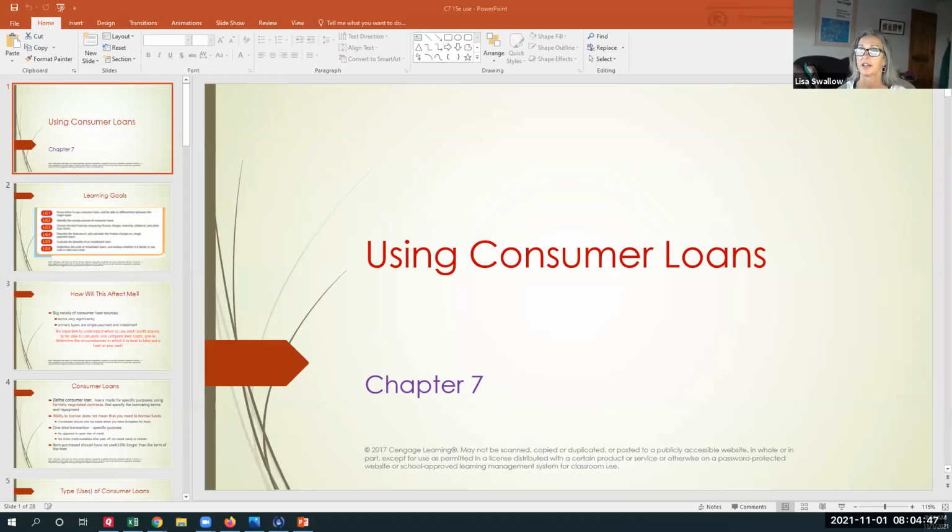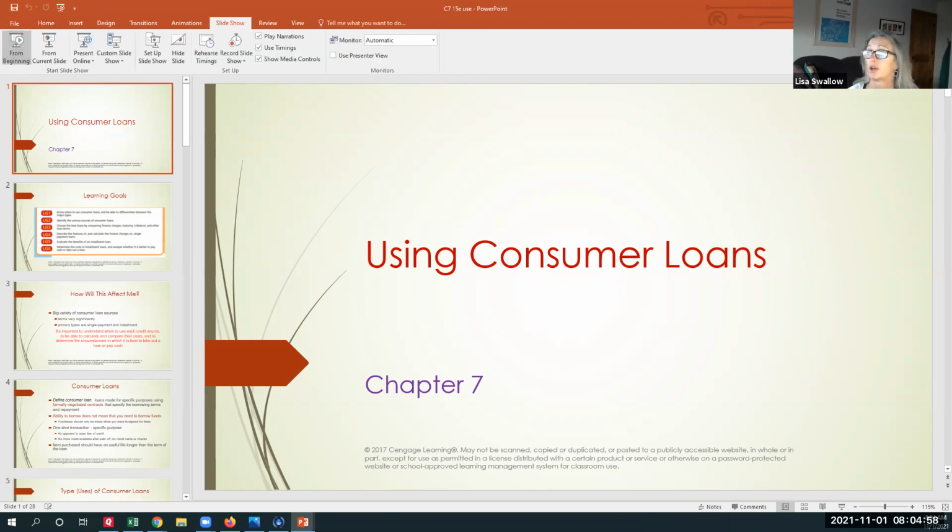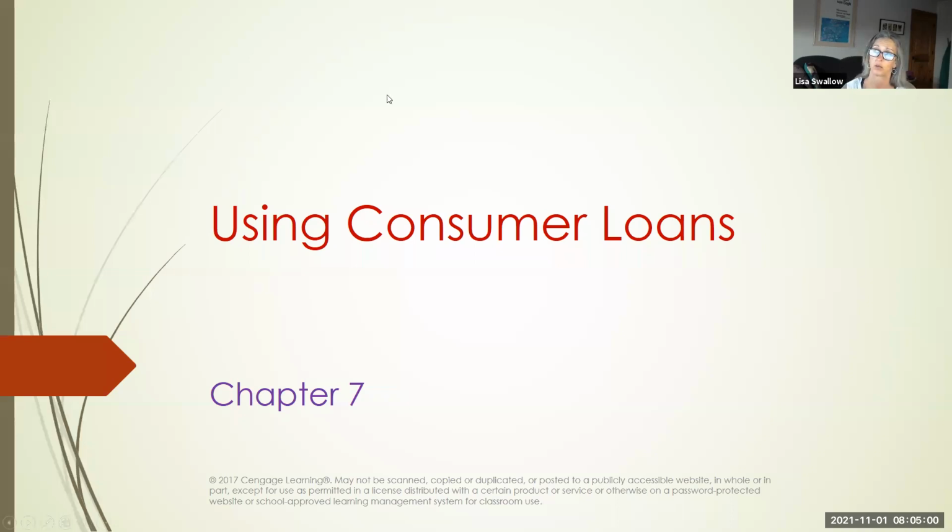Hi, today I thought we would take a look at Chapter 7 and how we identify different kinds of consumer loans, how we choose consumer loans, how you can work with a single payment loan. And we're also going to look at installment loans, which many of you already have had one, like a car loan, where you get a chunk of money to purchase something and then you make payments on it over time.